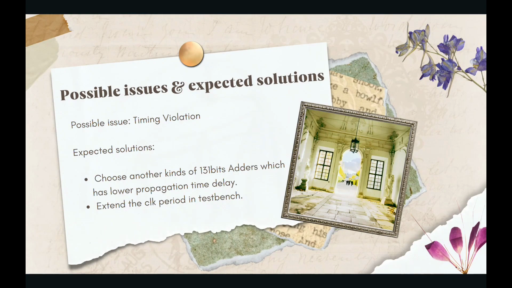Next are our possible issues and expected solutions. After logic synthesis, if the clock period is too short, it will cause timing violation. One of the expected solutions is to choose another kind of 131 bits adder, which has lower propagation time delay, because in our design, the adder is used in every function. The other solution is to extend the clock period in the test bench.